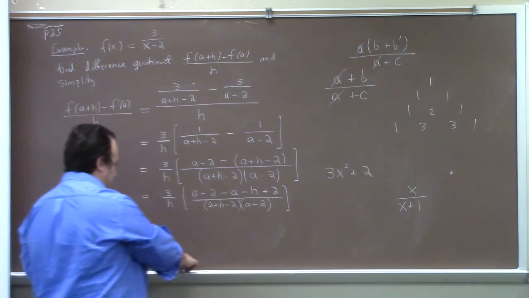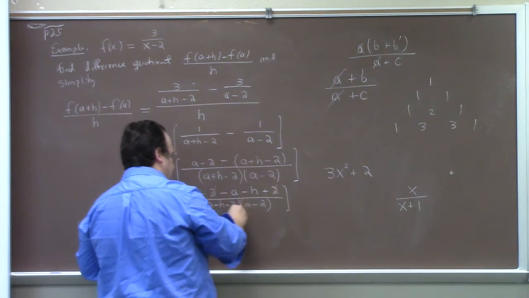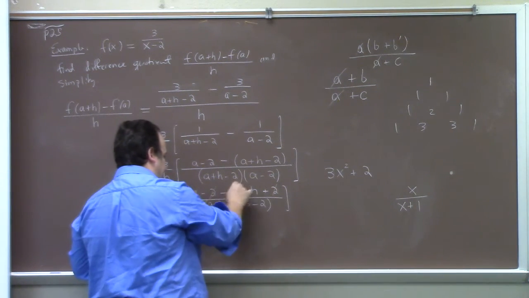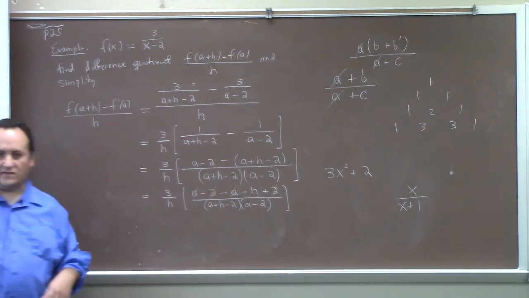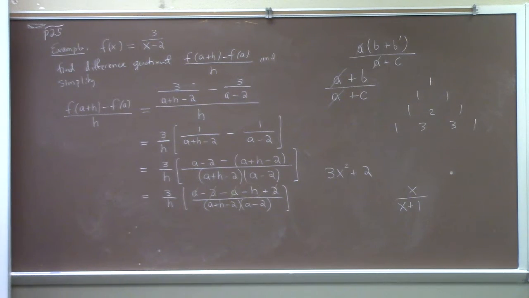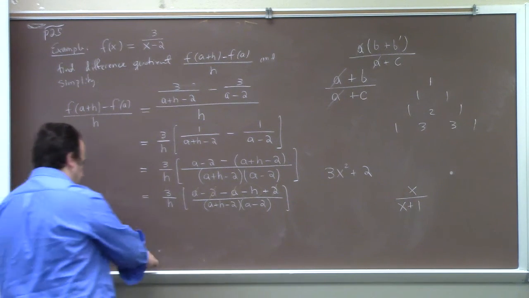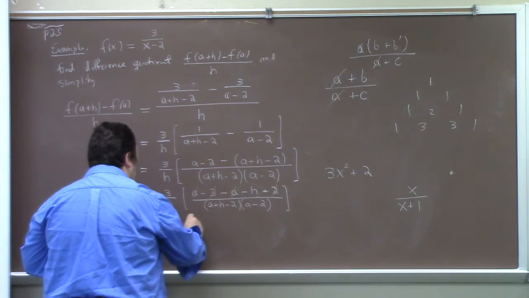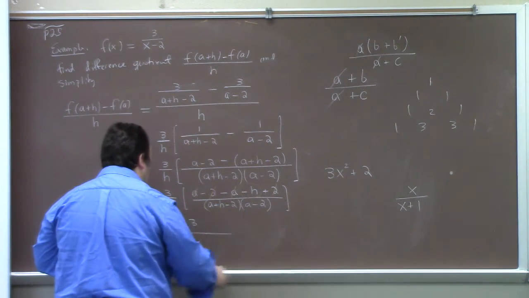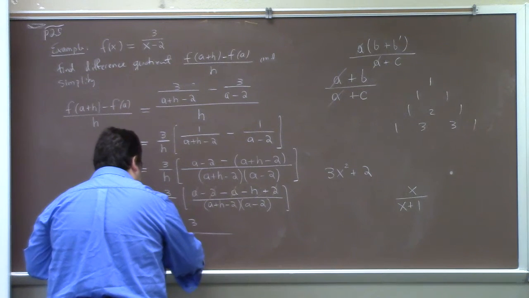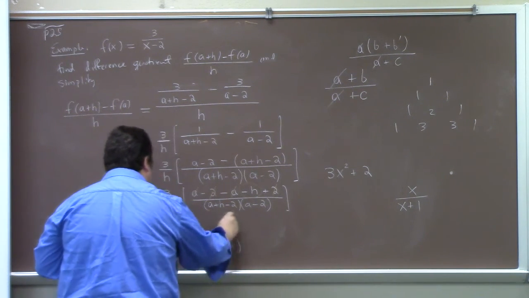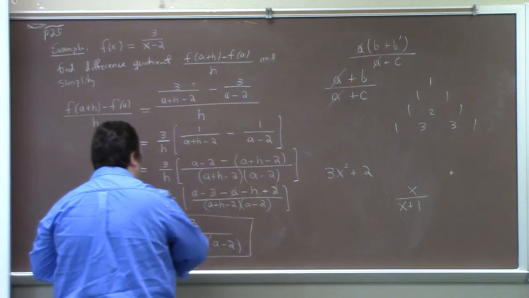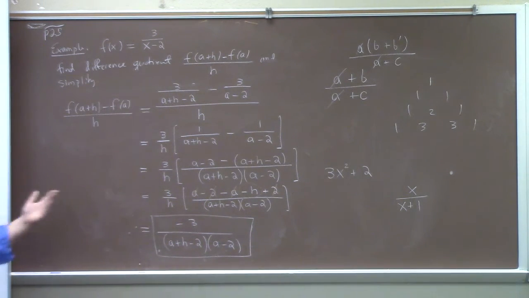Cancel, yeah. So there's a 2 and a minus 2, and an a and a minus a. We're just left with minus h. But minus h divided by h is what? Negative 1. And so what we got is minus 3 divided by a plus h minus 2 times a minus 2. And that's as far as it goes. I mean, you could multiply out the denominator if you'd like, but that's it.